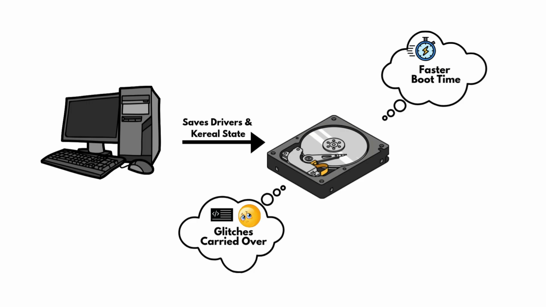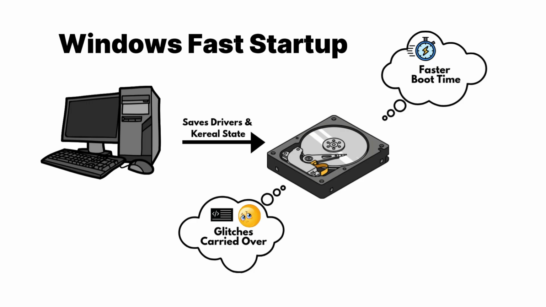The reason is a feature in Windows called Fast Startup. Fast Startup is designed to make your computer start faster. Instead of fully shutting down the system, Windows saves part of the operating system, called the kernel, to your storage drive. When you turn your computer back on, Windows quickly reloads that saved data instead of rebuilding everything from the beginning. This helps your PC boot up faster.